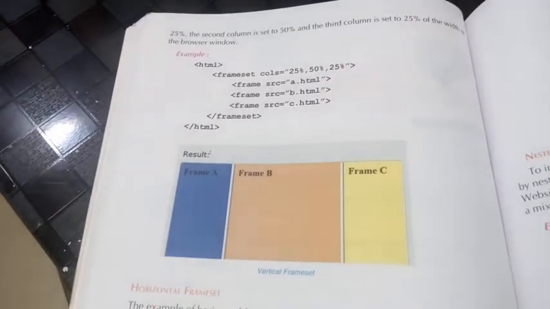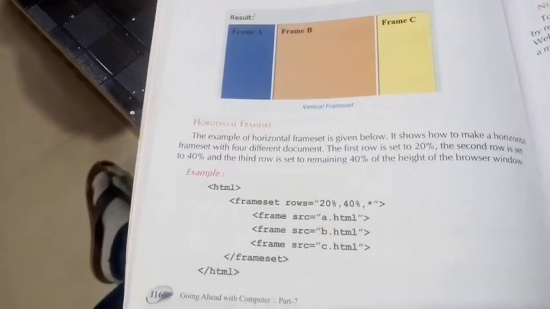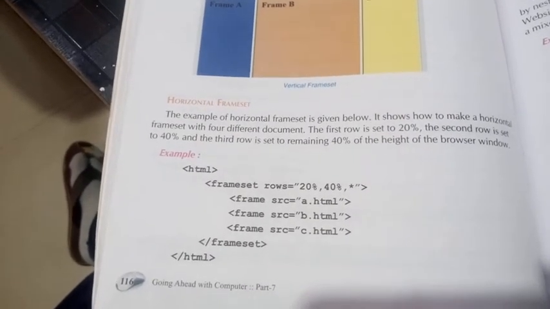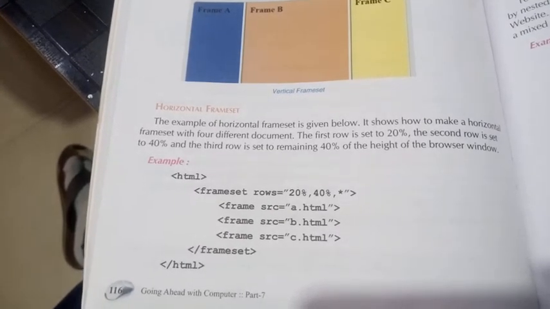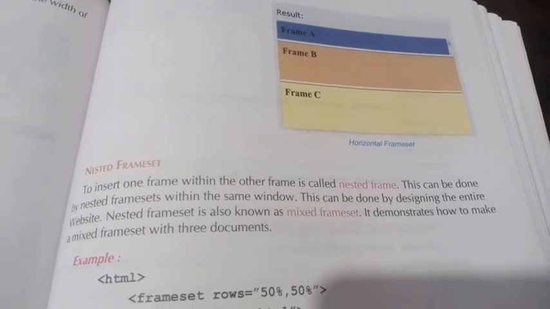And now we are moving on from vertical, and we are now moving on to the horizontal frameset. If you define rows, percentages are available here in the partition. We can use 20%, 40%, and the rest is shown by the asterisk operator. So this is about the horizontal frame. So now we are moving on to this example.